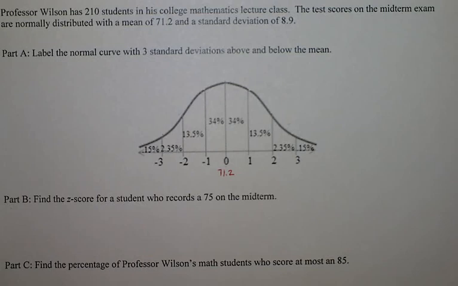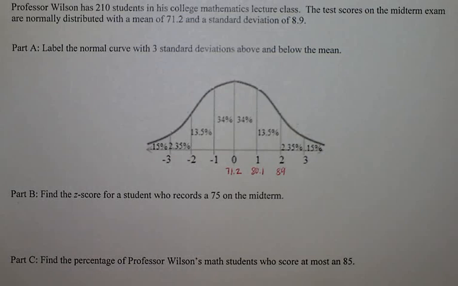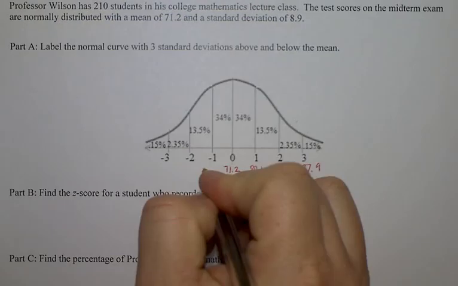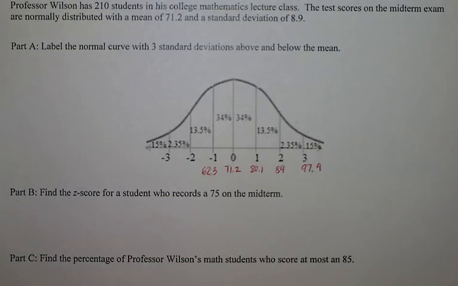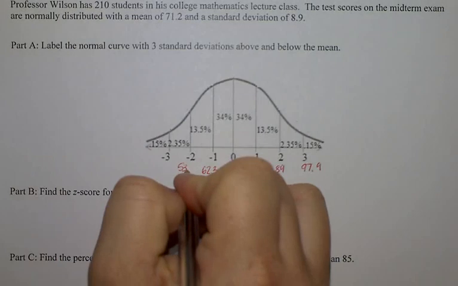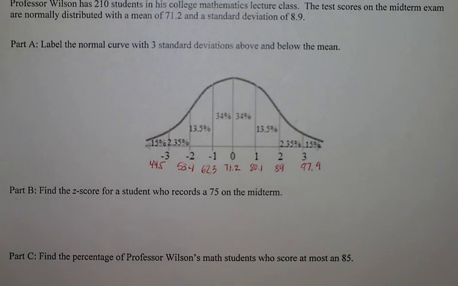80.1, 89, and 97.9. Now I'm going to go down to the negative 1, 2, and 3. So I'm going to take 71.2 and subtract the standard deviation. 62.3, 53.4, 44.5. Just so I know, can you raise your hand if you understood how I did part A?